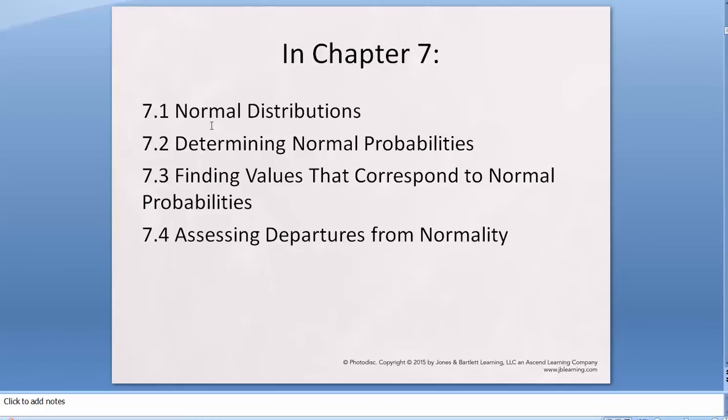So in 7.1, we will have the introduction, and then 7.2, how do you determine normal probabilities? And then 7.3, finding values that correspond to normal probabilities. And then 7.4, assessing departure from normality. Actually speaking, the first three topics are really important. We don't have to worry too much about 7.4 in this class. Okay, all right, let's go to the next slide.